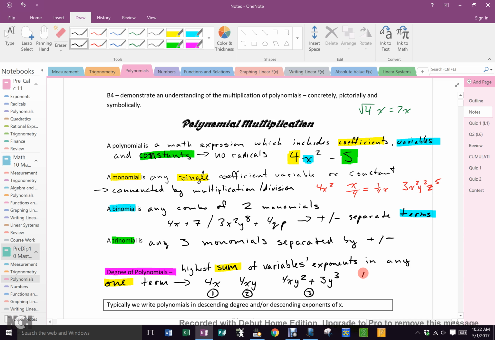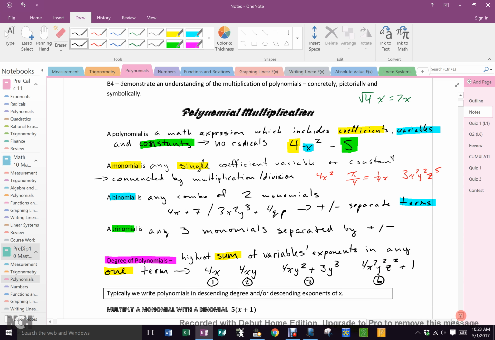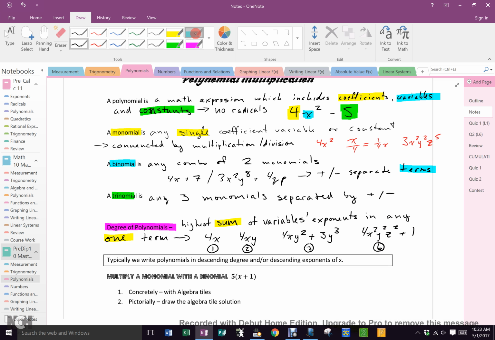Okay. What about this? 4x squared, y squared, z squared plus 1. What's that guy's degree? 6. Everybody good? Okay. Then the rule. And please remember, I don't really care about this. When we write polynomials, we start with descending degree and or descending exponents of x.